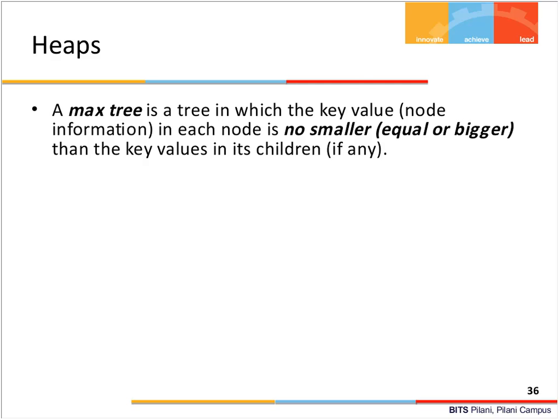Some of the binary tree properties which are applicable globally we have already reviewed, but there are a few additional properties. If they are present in those binary trees, we name them differently. So this is what we are going to see now. So the first one is heap.